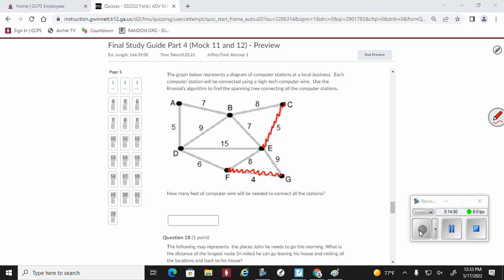This right here, there's two 5s. Now remember, it's not connected at this point in time, but it will be. It's a process. Then here's a 6, and then this 7 will work. Now, you can't do both the 7s, because if you do, you're going to create a cycle.